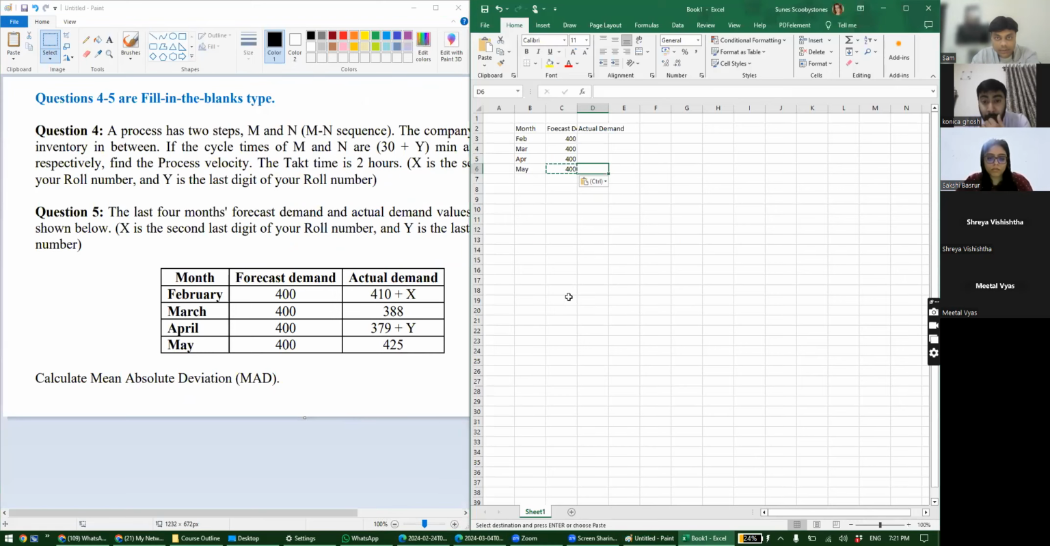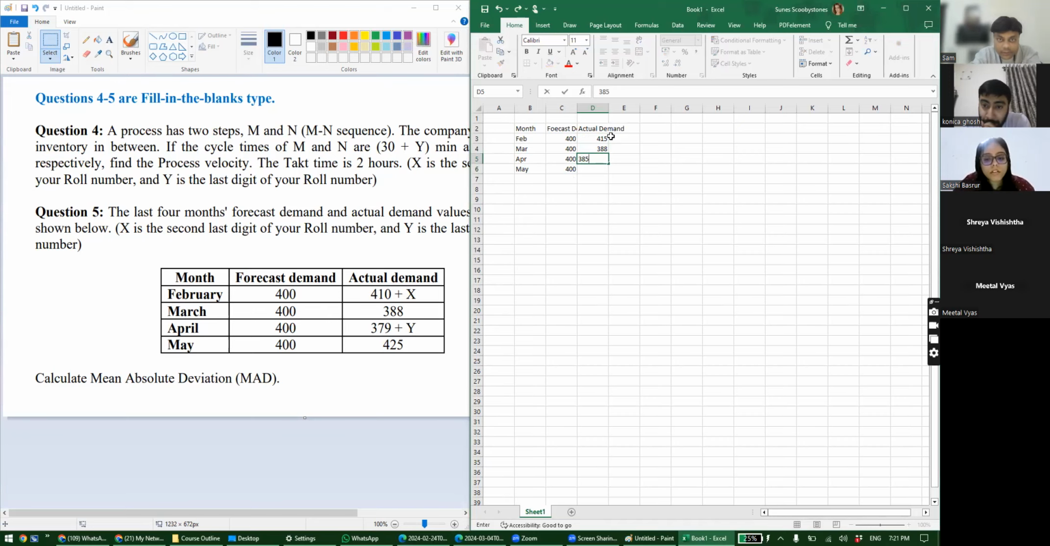So I'll do this. Then it is 410 plus X. I'll just put some value, I'll just put it as 415. Better. Okay, fine. Then 388. Then we have 379 plus 387 plus Y.